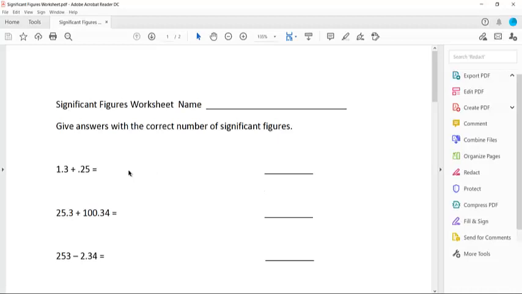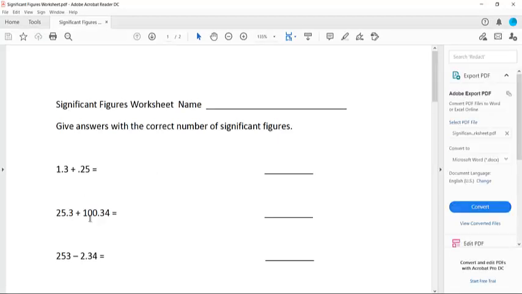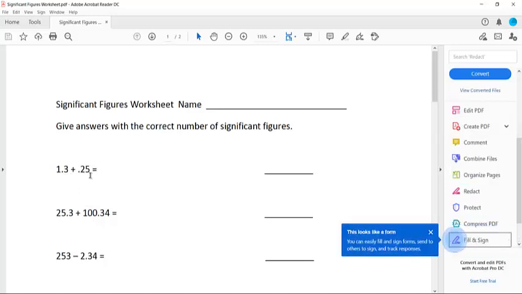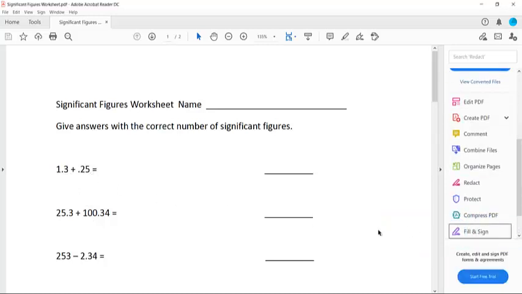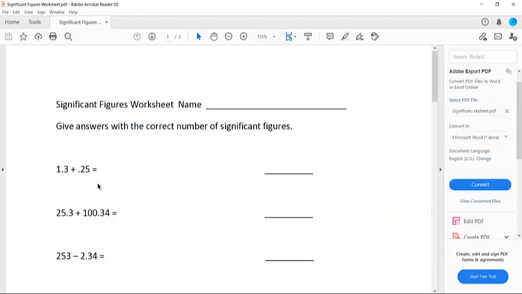So basically, all you have to do is you're given certain operations, addition, and you can put your answers here. So if you're doing it on a separate piece of paper, just write down 1.3 plus 0.25. For example, this one, I'll give you the first one. This has two significant figures. This has two significant figures, but this is addition, so it's only accurate to the tenths place. So when you add this together, you'll get 1.55, which you will round up and make into 1.6. Okay, so that's how that works.